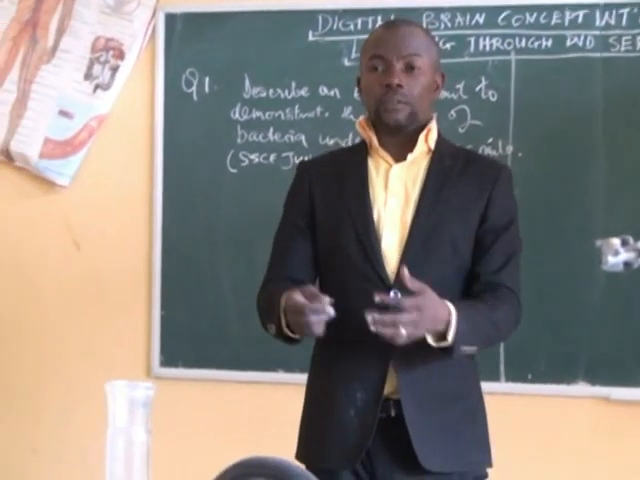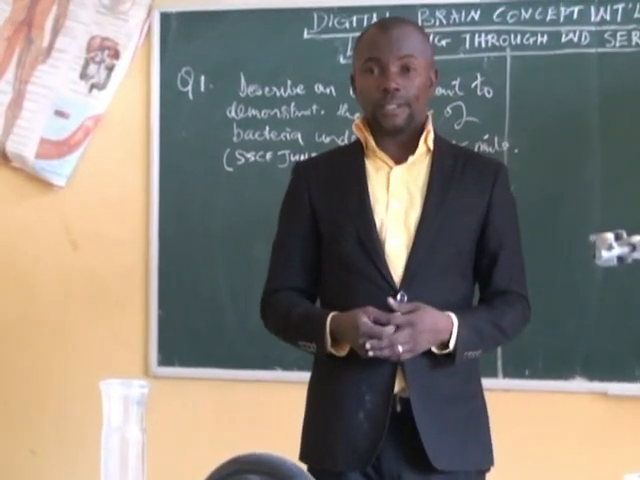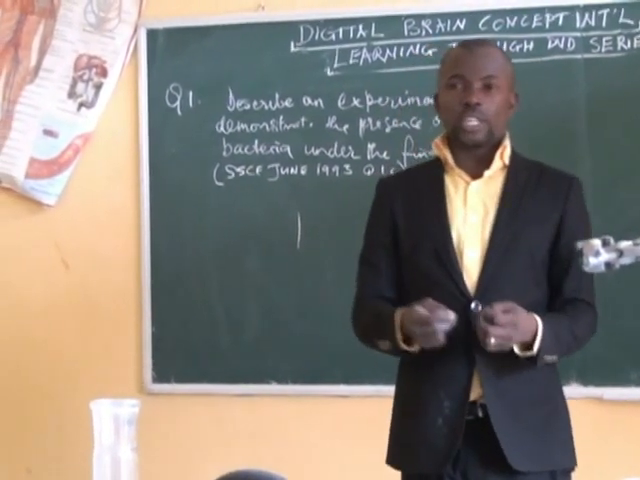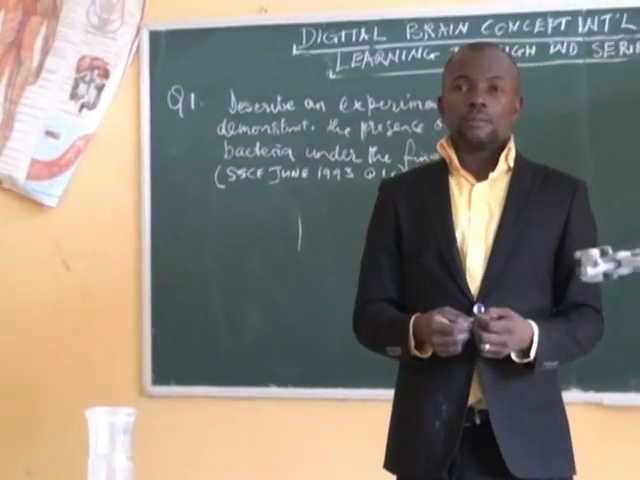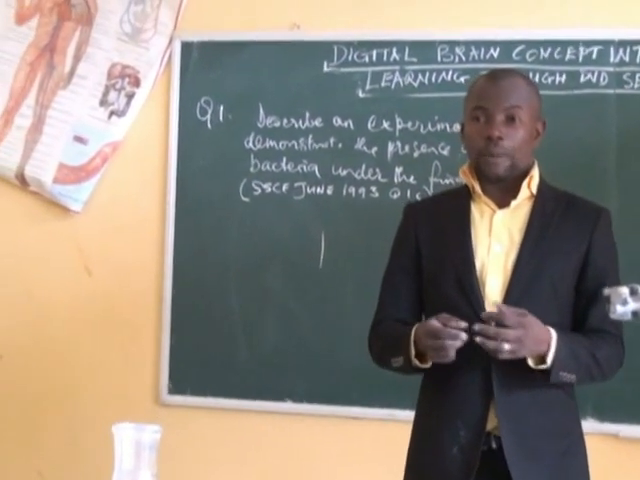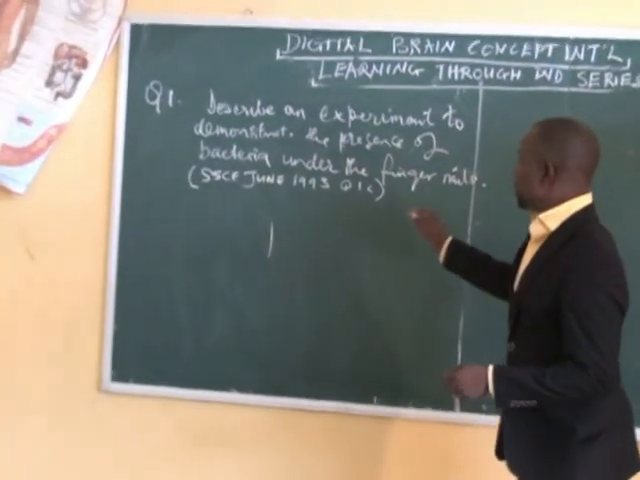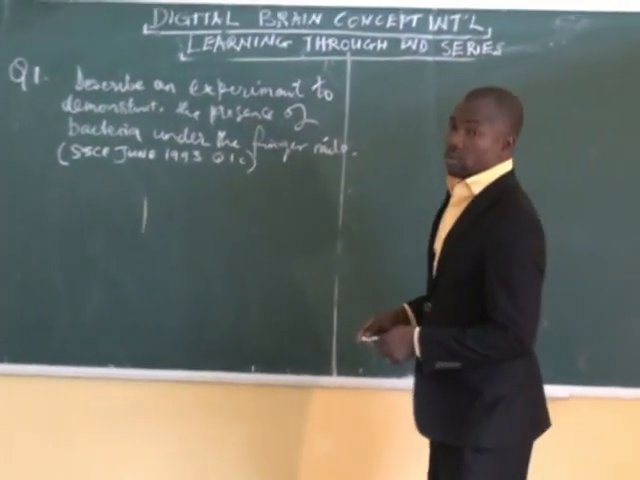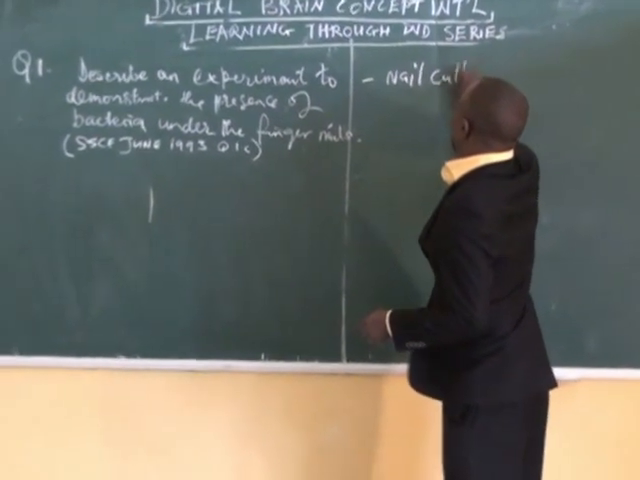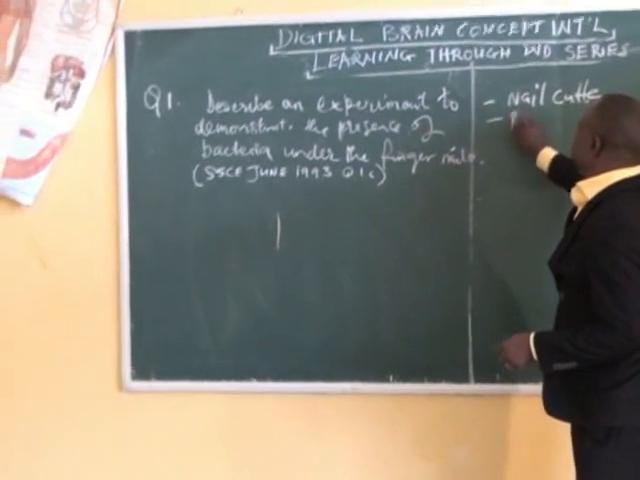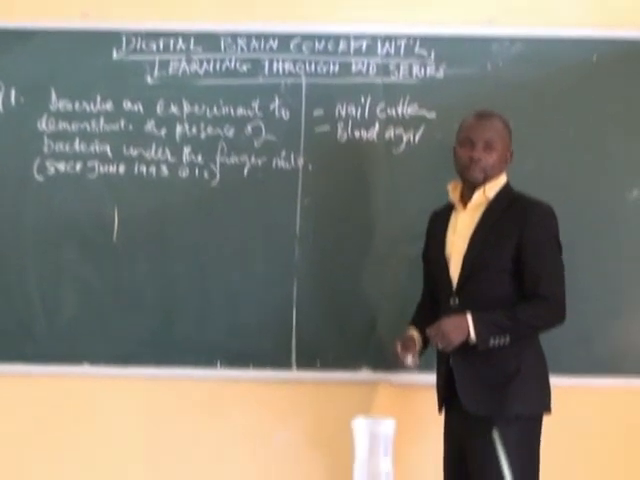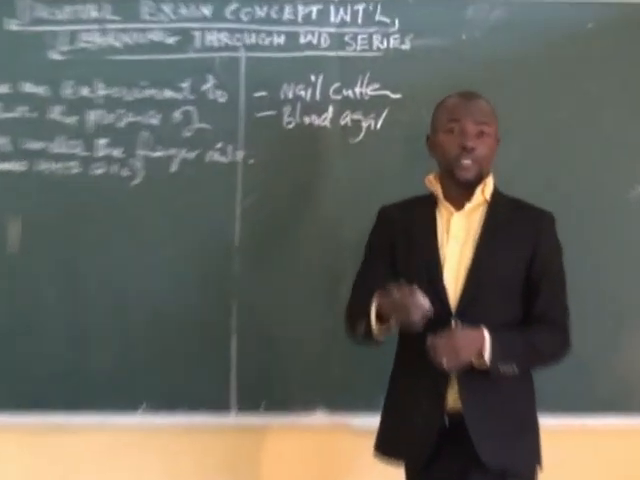But remember, before you carry out the experiment, you have to know the aim of the experiment. So, according to this question now, the aim of the experiment will be to demonstrate the presence of bacteria under the fingernails. We need materials or apparatus to describe this experiment. One, we need nail cutter. We need blood agar, or what is called the nutrient agar, which we shall use to culture the bacteria.